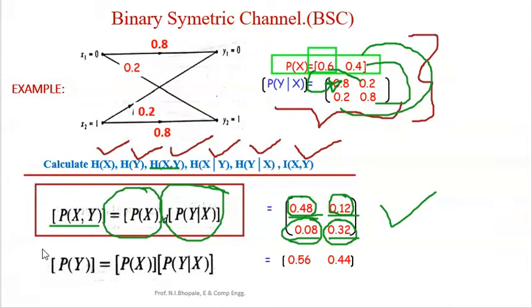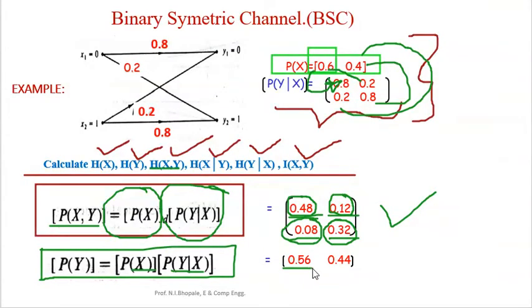Let's concentrate on the p of y. This is the second calculation which we need to do for finding the p of y. P of x into p of y given x, again the same thing which we are going to do over here, so it will also give the same output. For getting the p of y, let me add one more thing over here. I will add the elements present in the first column.